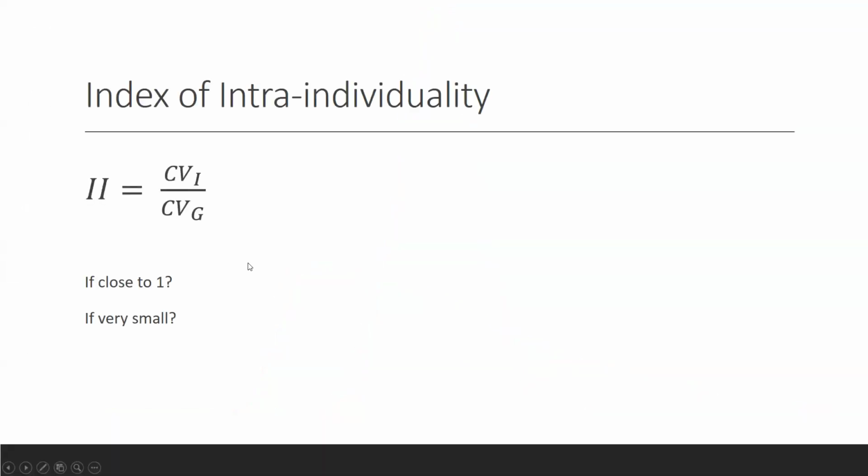And a way of describing how important this effect is, is the index of individuality. It's the ratio of within subject variation compared to the ratio of between subject variation. If it's close to 1, then these two curves are very similar, and population-based reference intervals can be applied quite easily. Serum bicarbonate is a very good example of this.